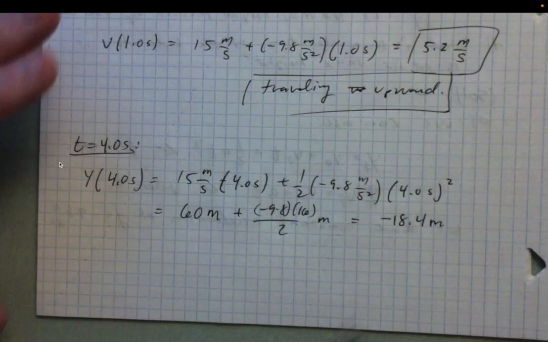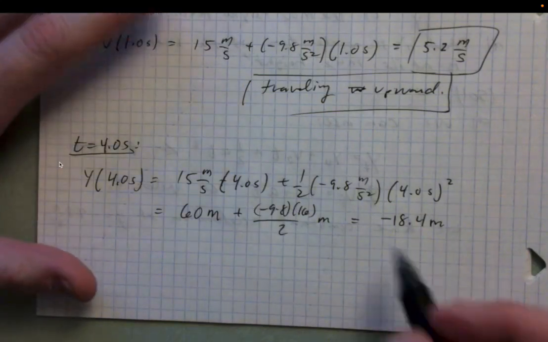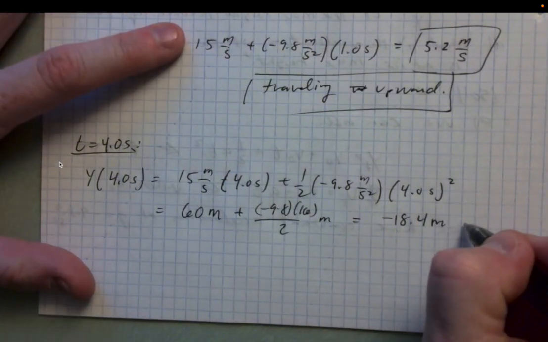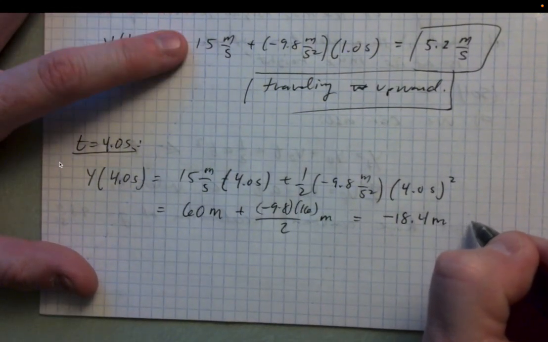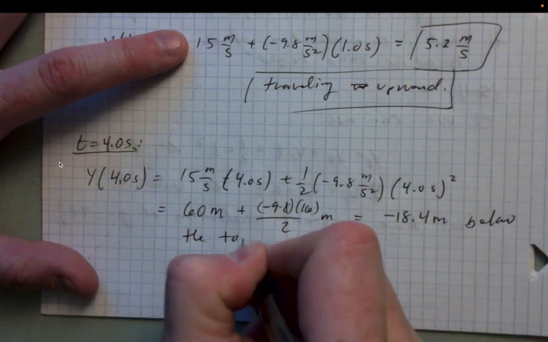Now, what does the negative signify in this instance? That just means that we're below the top of the building. So negative 18.4 meters below the top edge of the building.